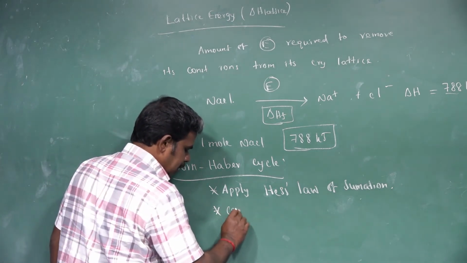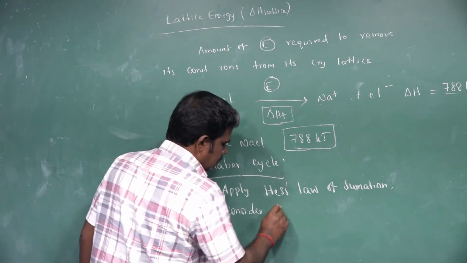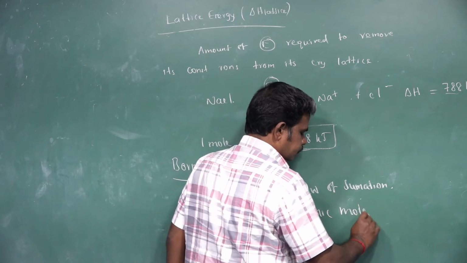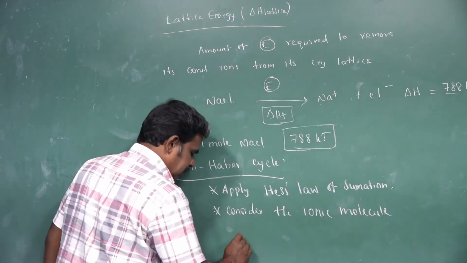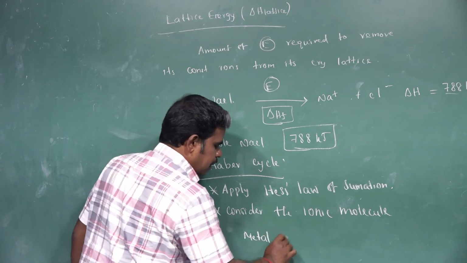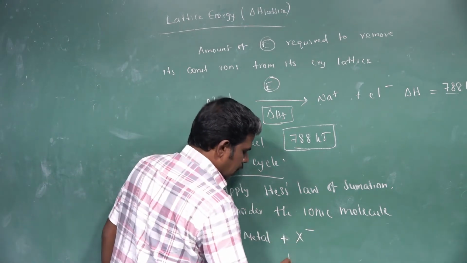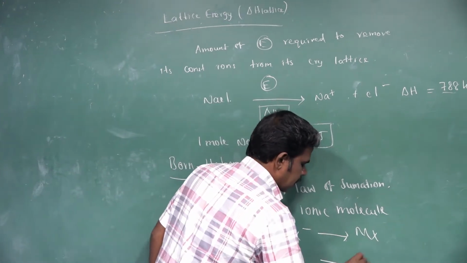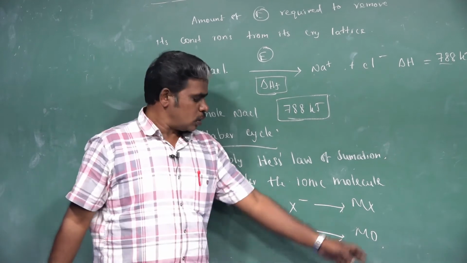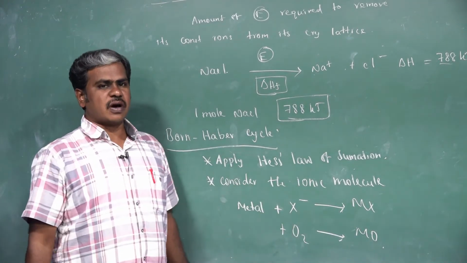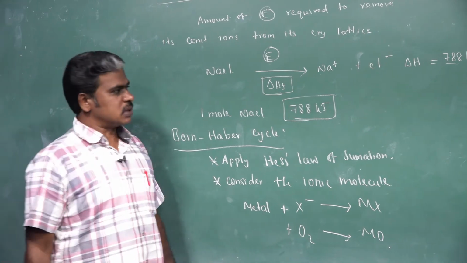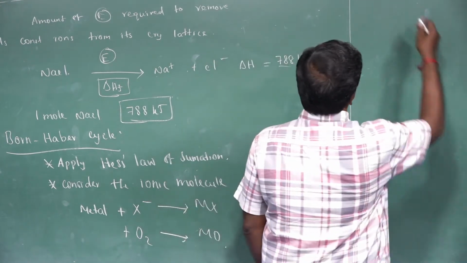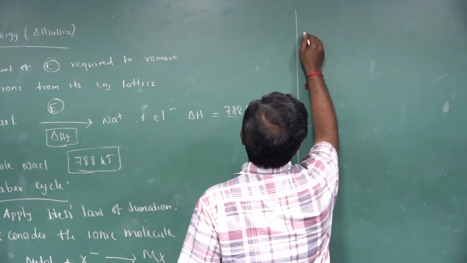Here a metal may react with a halogen or oxygen and form a metal halide or metal oxide. So, for metal halide and metal oxide formation, we take this Born-Haber cycle. Now, we may take the simple Born-Haber cycle of metal halides.